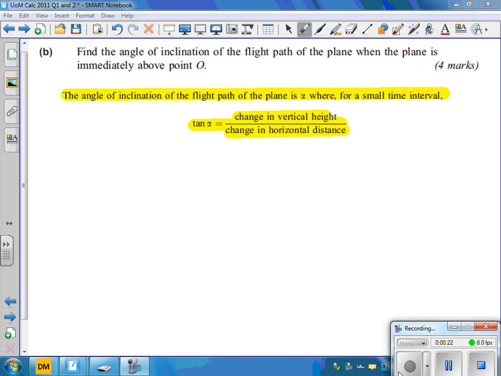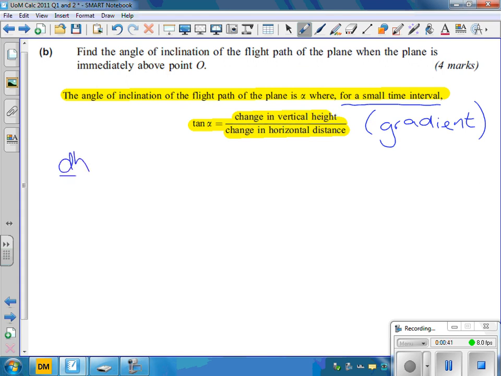And then you really need to spot that the change in vertical height over the change in horizontal distance is really just saying the gradient. Okay, and the key is because it says for a small time interval, we'll find that value of the gradient through differentiating. Okay, so you've already found dh/dx, you found that in question 1.